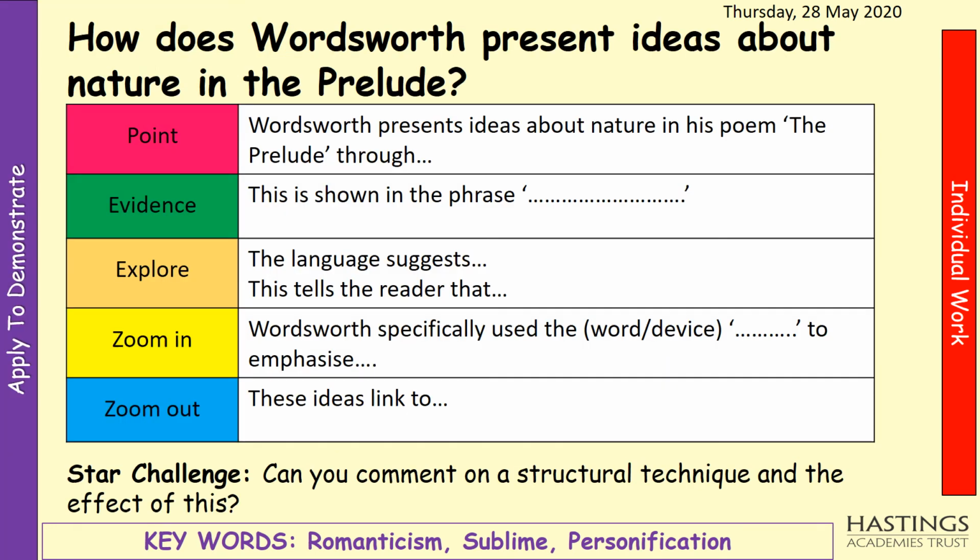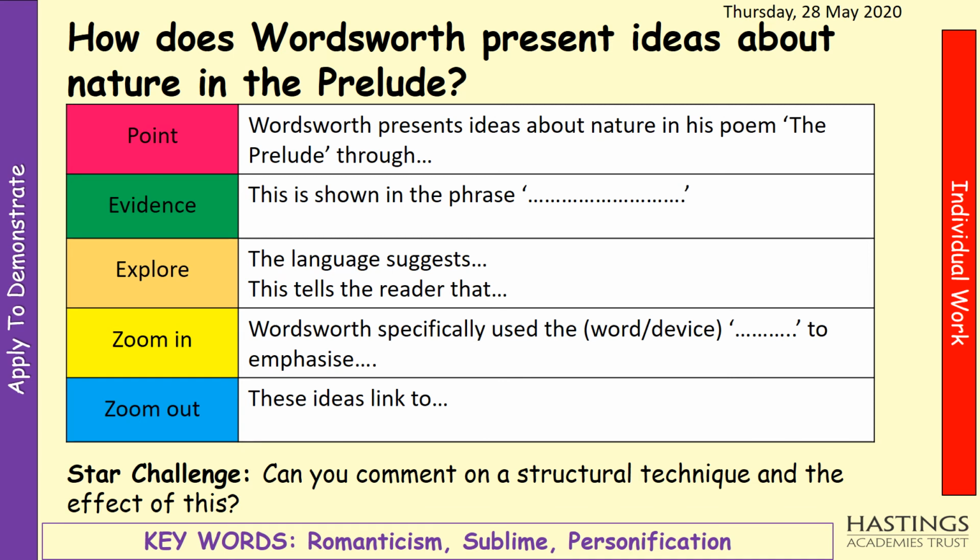And then moving on. So we're going to do another paragraph today. It is a similar question to the last lesson, but this time we are going to think a bit more about the whole poem. Okay, so how does Wordsworth present ideas about nature in the Prelude? Have a think. Okay, how does he present nature at the beginning? How does he present nature at the end of the poem? How do they contrast? Yeah, because that's one of the key points of this poem. And think, what's he trying to say about them?